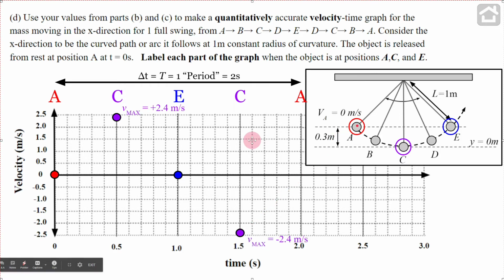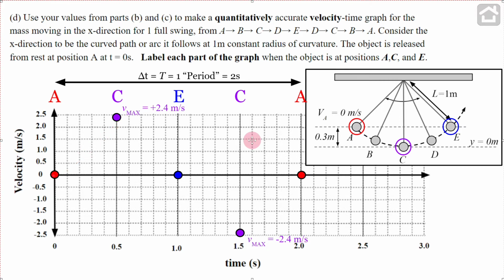And once it gets back to position A, it will again reach 0 velocity. So we at least have a few points on this velocity versus time graph. Then the question is, what is the shape? Do we connect these with straight lines? Are they curved lines? How do they curve?